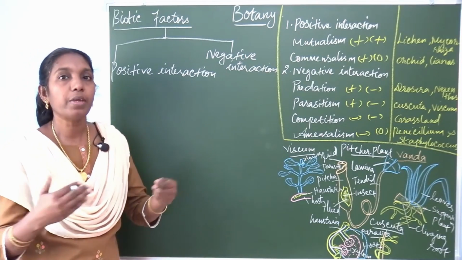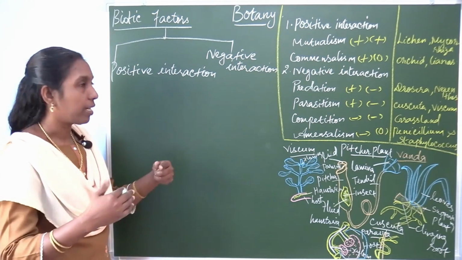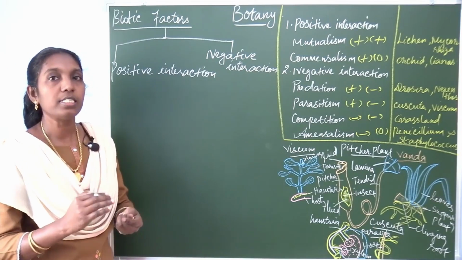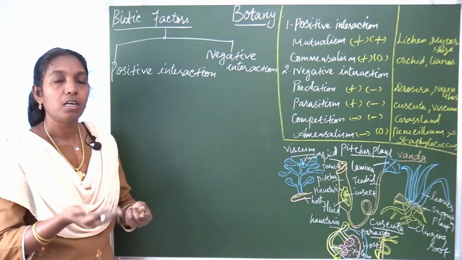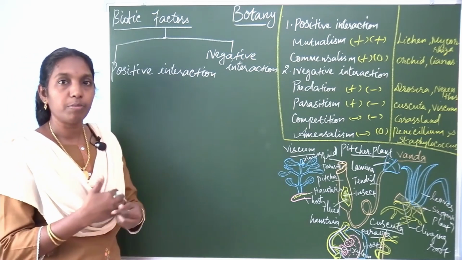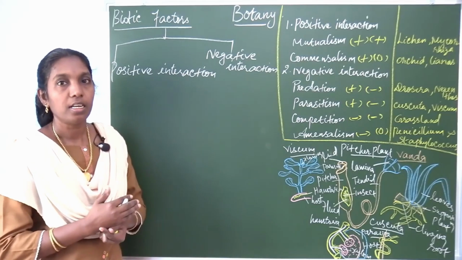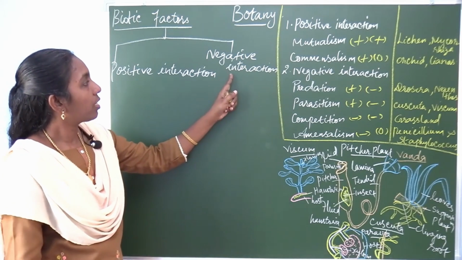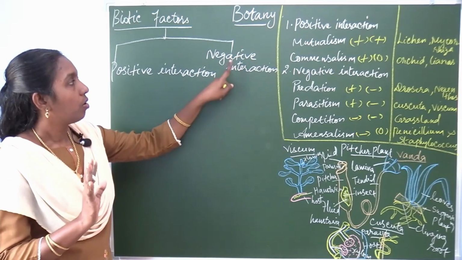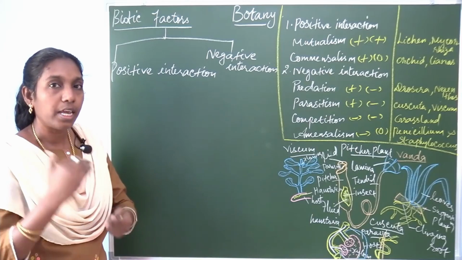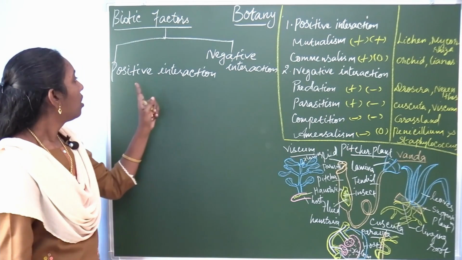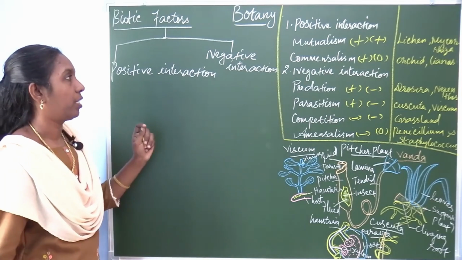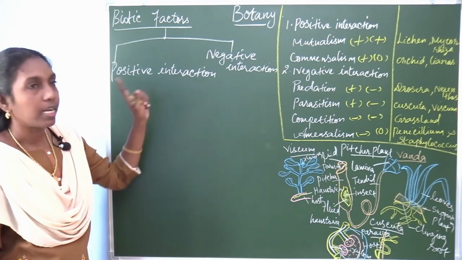In positive interaction, two organisms are involved, and both are benefited. Both organisms being benefited is called positive interaction. In negative interaction, between the two organisms, one is affected and the other is neither affected nor harmed. One is benefited, and the other is neither benefited nor harmed. In positive interaction, both have a symbiotic relationship, both are benefited, and there is no harm at all.